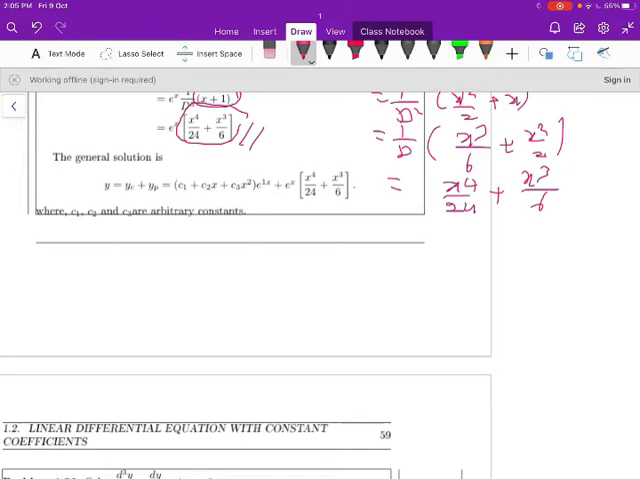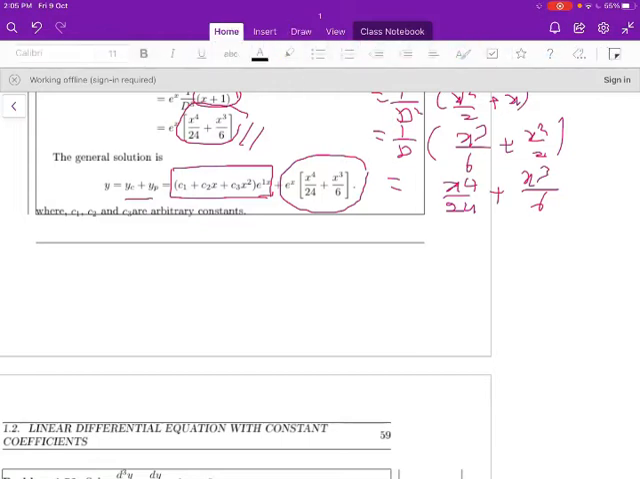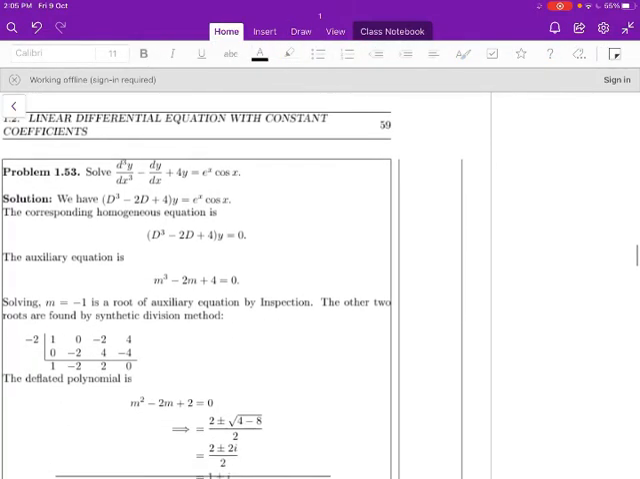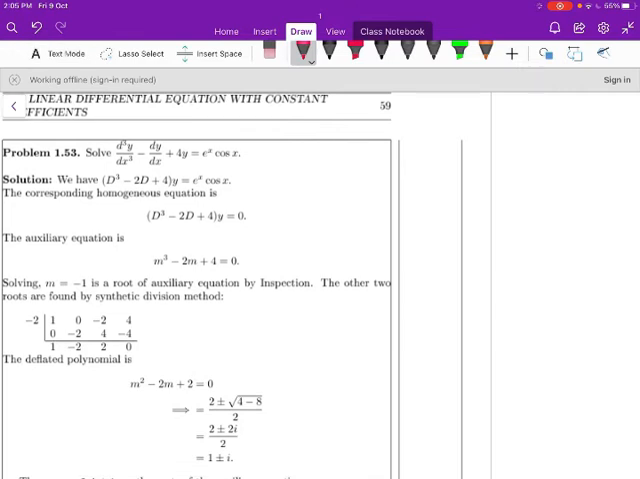Therefore the general solution is y is equal to yc plus yp, where yc is the first part, that is (c1 plus c2 x plus c3 x square) into e power x, plus yp is e power x into (x to the power of 4 by 24 plus x cube by 6). So where c1, c2 and c3 are the arbitrary constants.